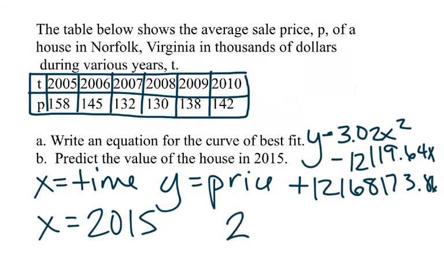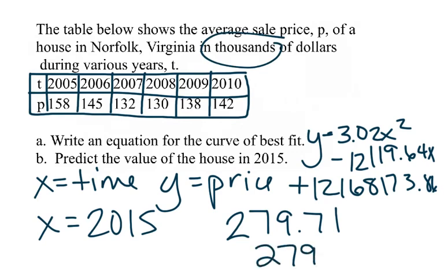Alright, so I got 279.71, and do remember that this is in thousands of dollars. So the actual answer is 2,791,000. So something like that.